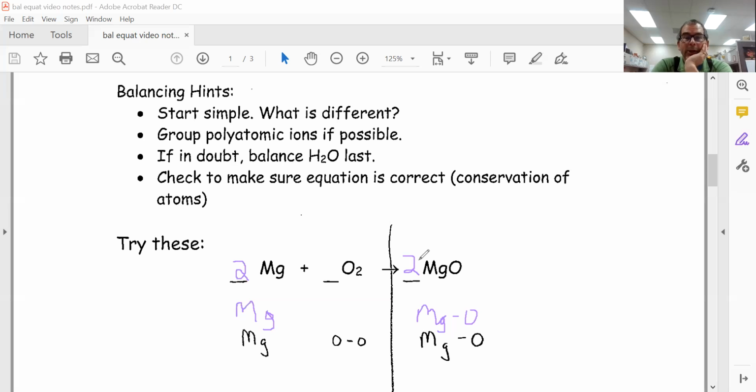This is now a balanced equation. 2 Mg on the left, as seen here, 2 Mg on the right. 2 oxygens, 2 oxygens. Notice again, the O2 is sitting here. The O's are connected when I have that little connector there. And if I put the 2 out in front, then the O's would be separate from each other. All right, let's go to another example.